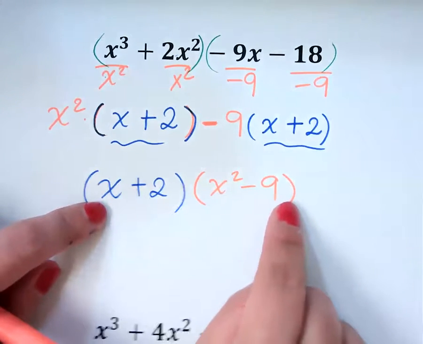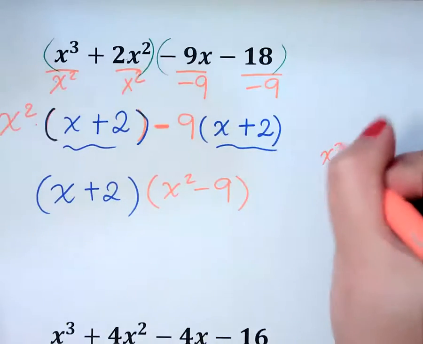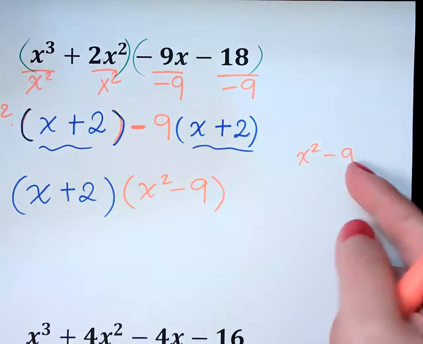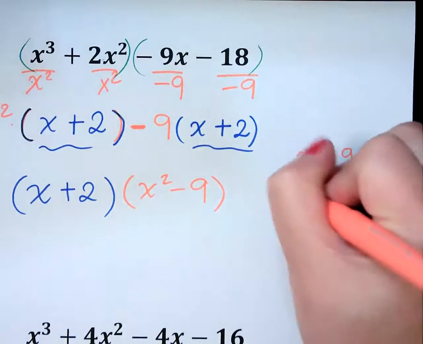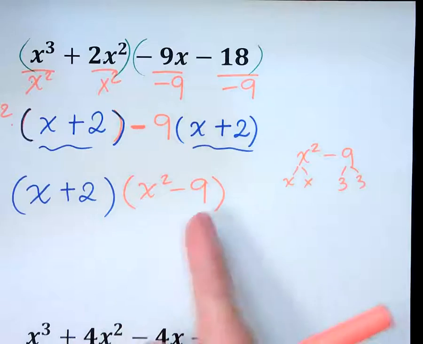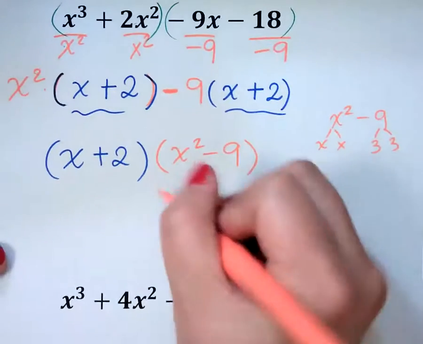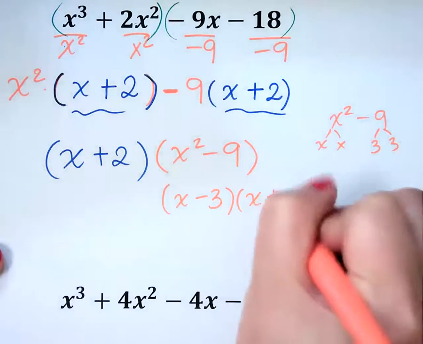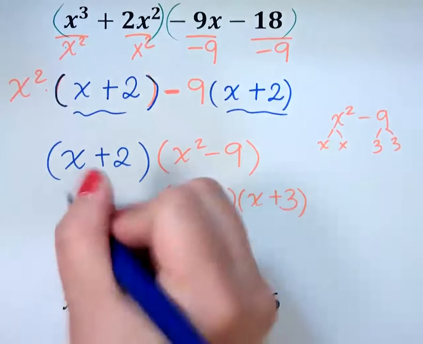Hello, my old friend. X squared minus 9. Oh, this one is a perfect square. This one is also a perfect square. This is 3 times 3. This one is x times x. So we can certainly break this one apart one more time, can't we? So we're going to have x minus 3 times x plus 3. There we go. And the x plus 2 cannot factor out anymore, so it stays there.